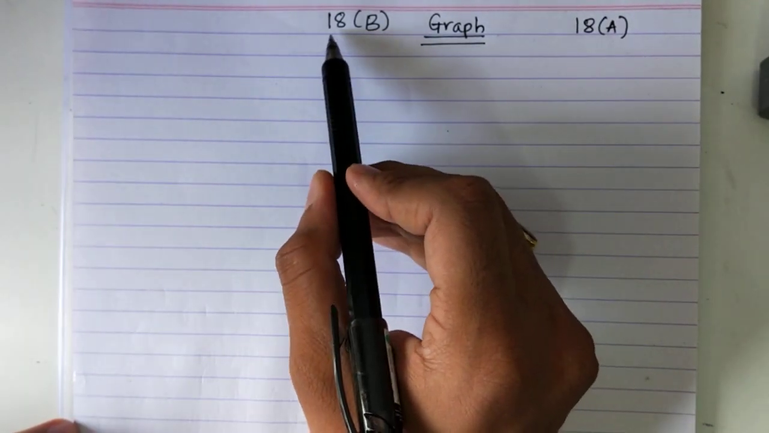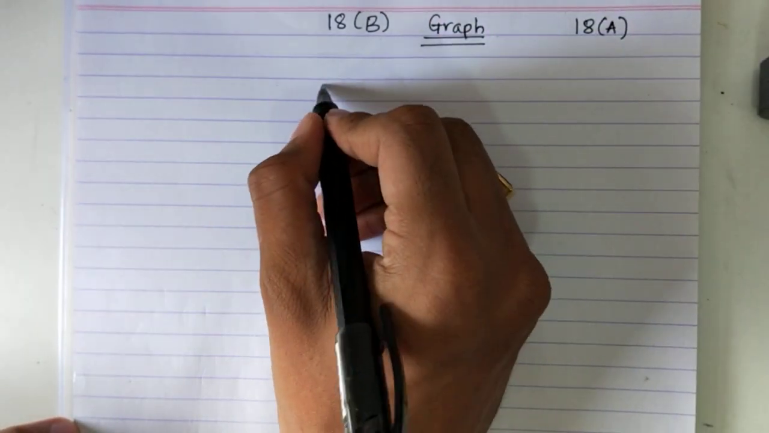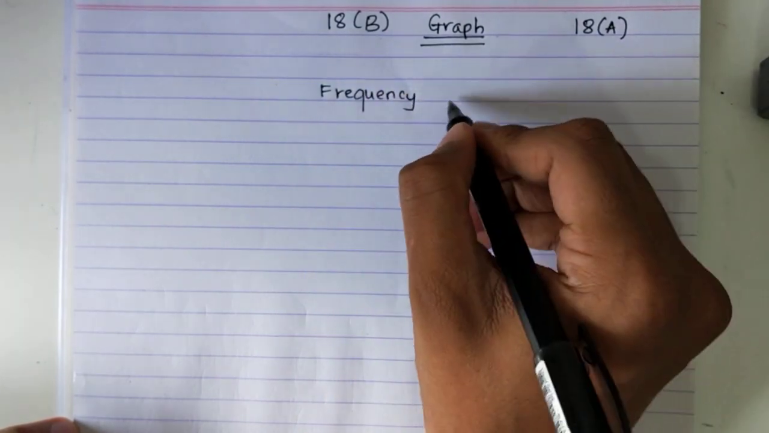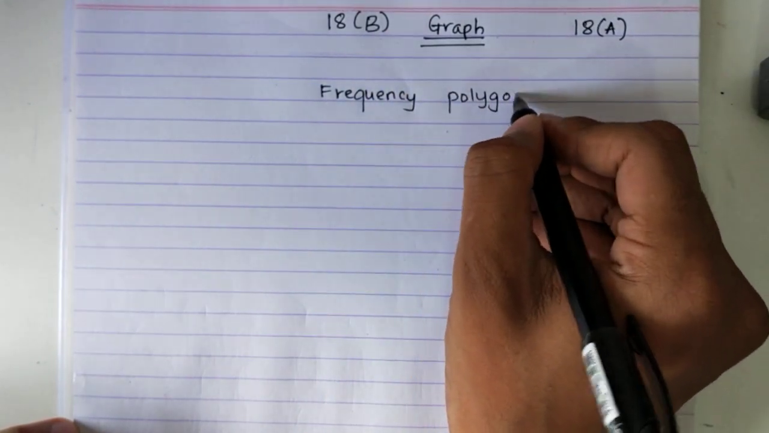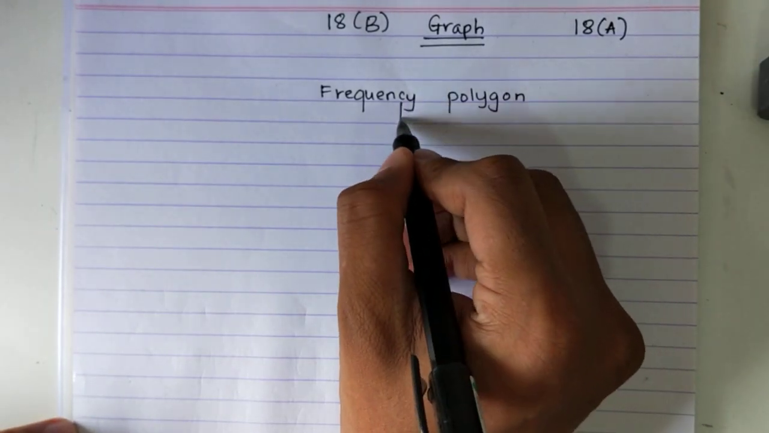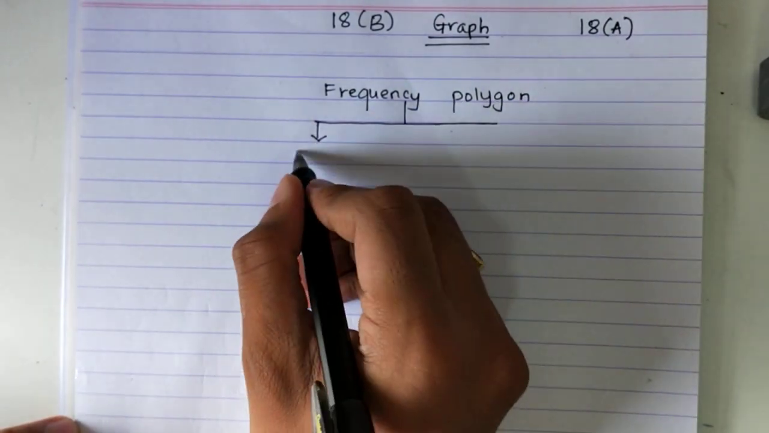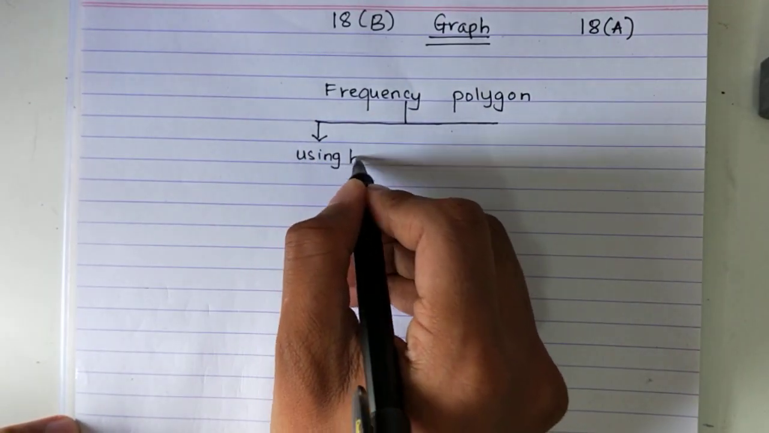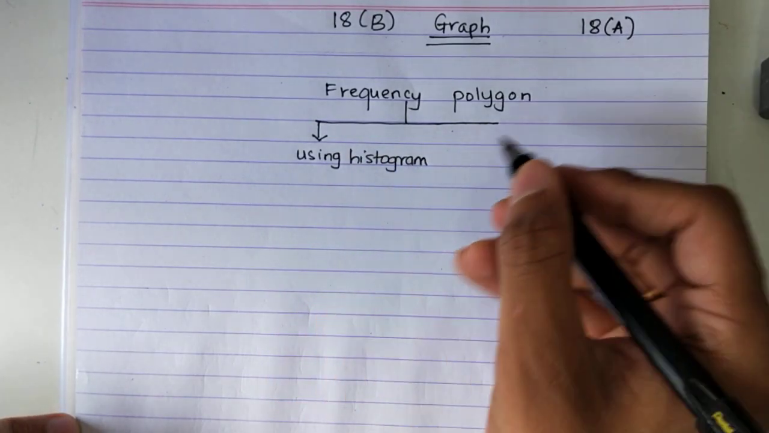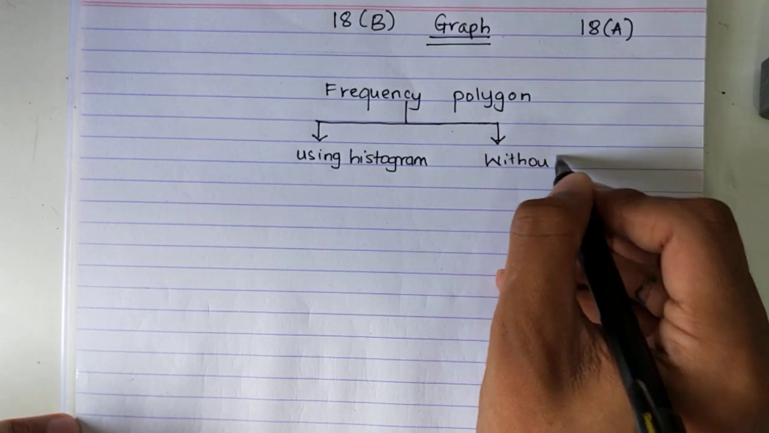Now, in the 18B exercise, they will ask you to draw a frequency polygon. In the exam, we will be asked to draw a frequency polygon. Now, there are two ways of drawing a frequency polygon. One way is using a histogram, and the second way is without using a histogram, drawing it directly.